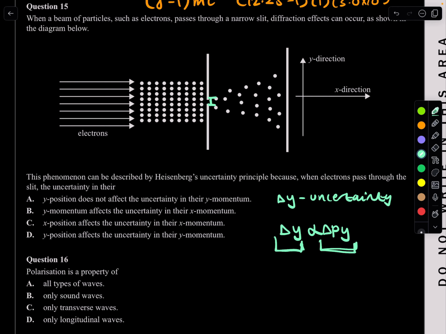A, y position does not affect the uncertainty in the y momentum. Rubbish, they do affect. B, y momentum affects the uncertainty in the x momentum. No, it will affect the momentum in the y direction. This is supposed to be y here. C, x position affects the uncertainty in the x momentum. Now, that's true, 100%, but not in this case. In this question, we have uncertainty in the y direction because we are 100% certain in the x direction. We're not uncertain in the x direction. We are certain that in the x position the electrons will pass through, as we can see. But yes, D is your answer because it says y position affects the uncertainty in their y momentum, as we just stated here. A nice and easy mark to come out.